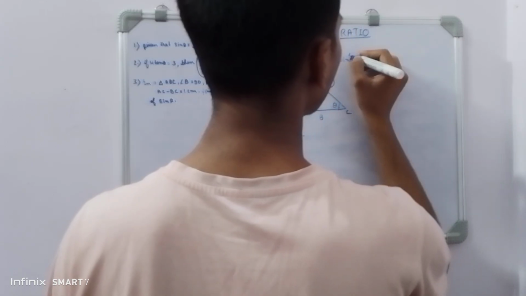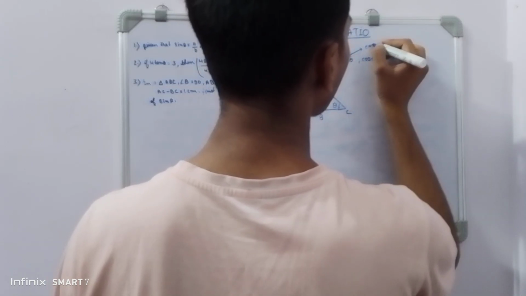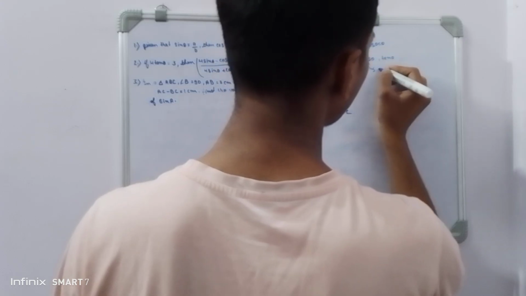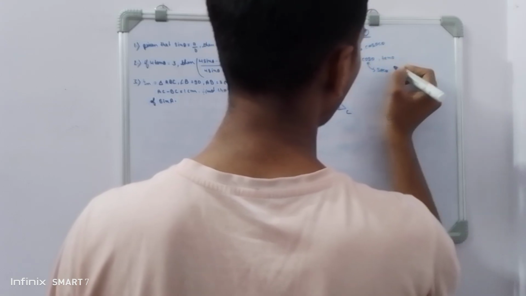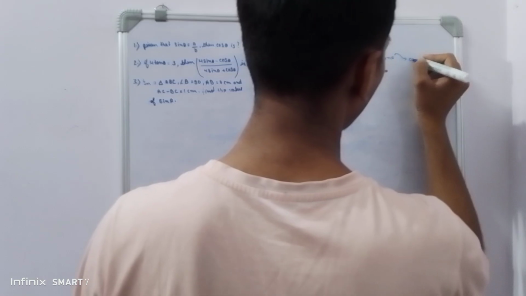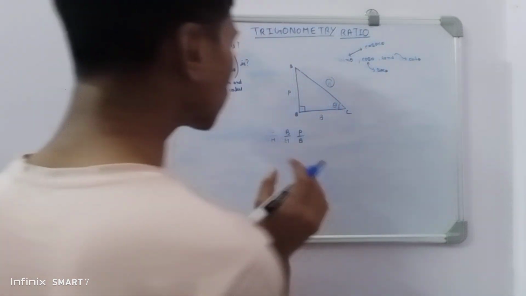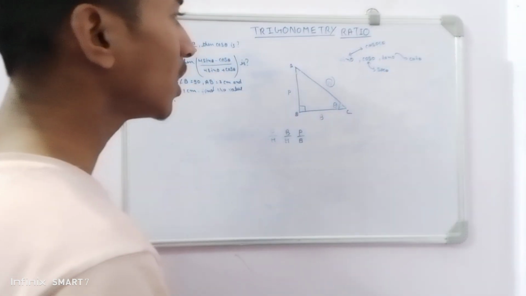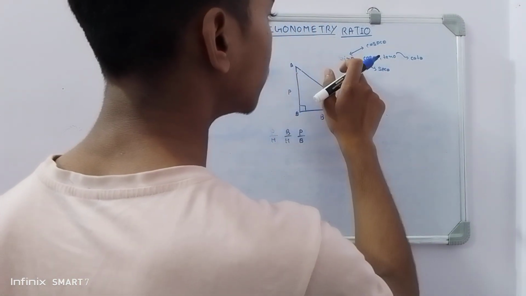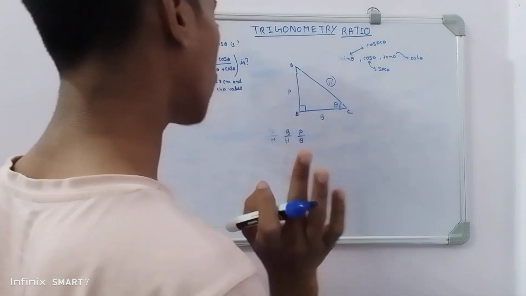Then their opposites, we also have cosec theta, and another one named sec theta, and this one is cot theta. So now we have to understand the meaning of sine theta, cos theta, tan theta, and cosec theta, sec theta, and cot theta.